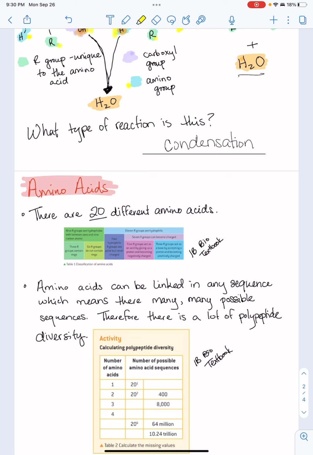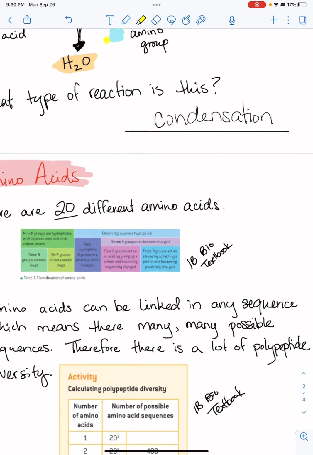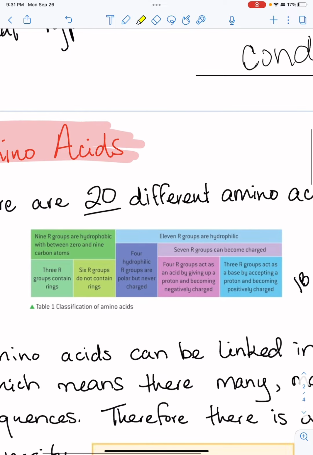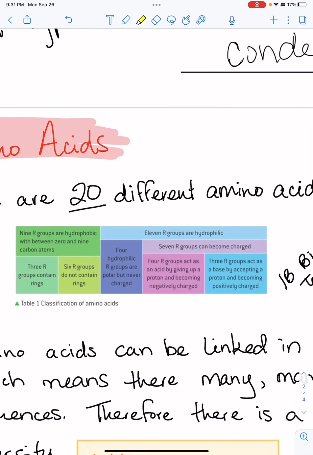And you do need to know that there are 20 different amino acids. I took this straight from the IB Bio textbook. You don't necessarily need to know this, but you do need to know that amino acids are very diverse. So there are 20 of them. Some of them are hydrophobic. Remember, hydrophobic means that they are insoluble in water. Some of them are hydrophilic, so they can dissolve in water.